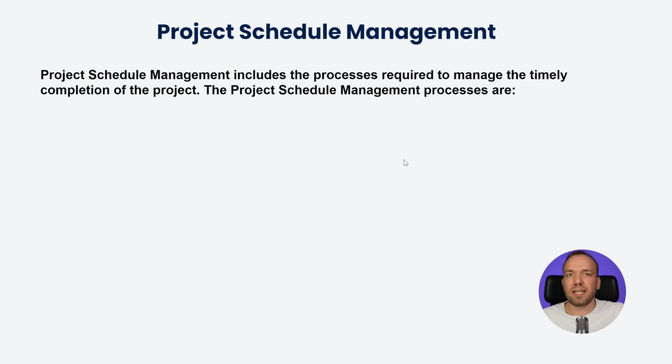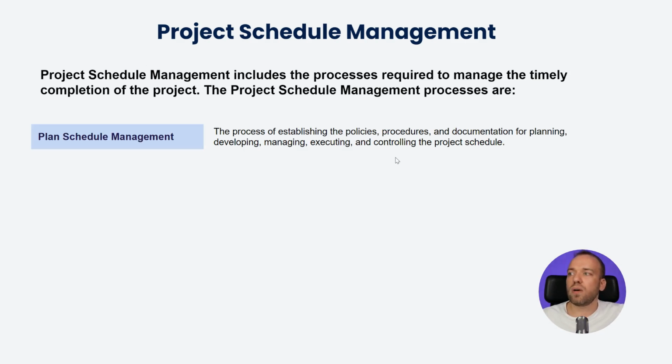Right, that being said, let's have a look at what those processes are. So the first one is plan schedule management. Before you go anywhere, you need to have a process of establishing the policies, procedures, and documentation for planning, developing, managing, executing, and controlling the project schedule. As usual, before you do something, you have to plan it. This is normally a one-off process. Basically, before the start of a project, you sit down and say, how am I going to manage the schedule on that particular project?